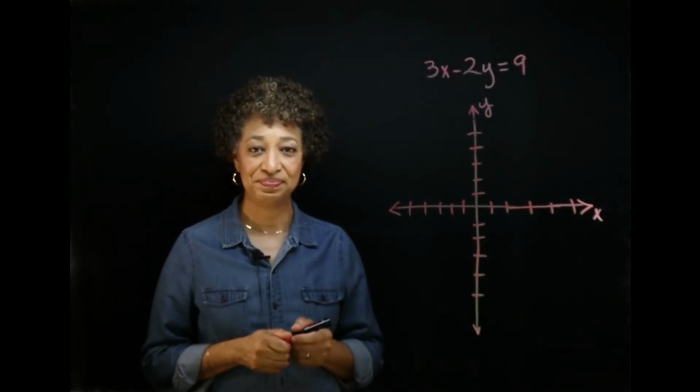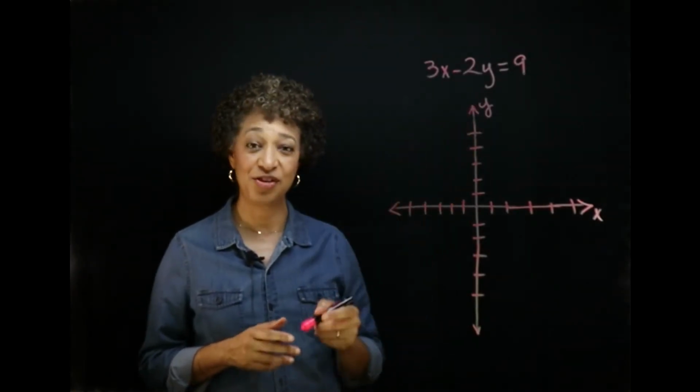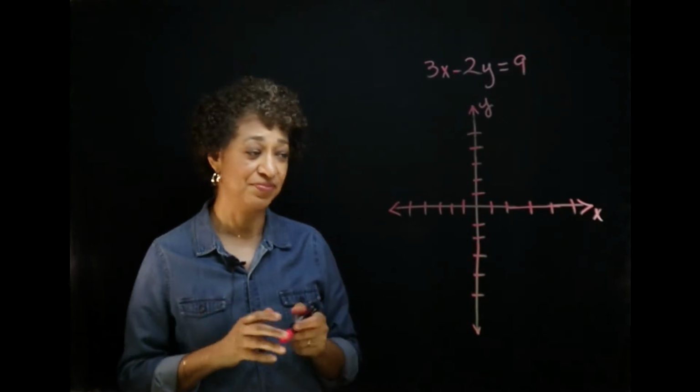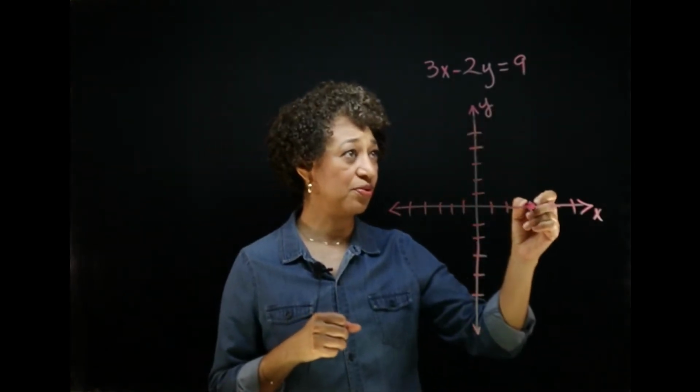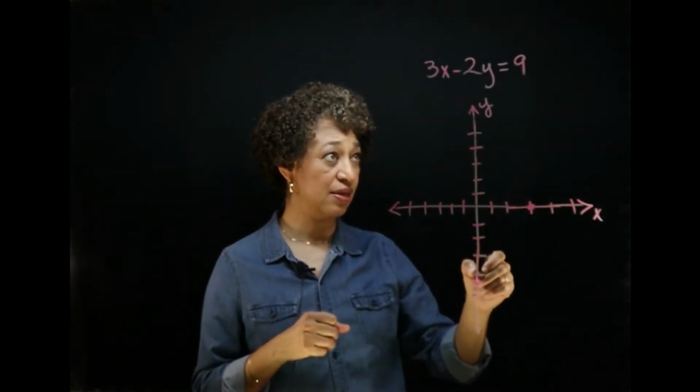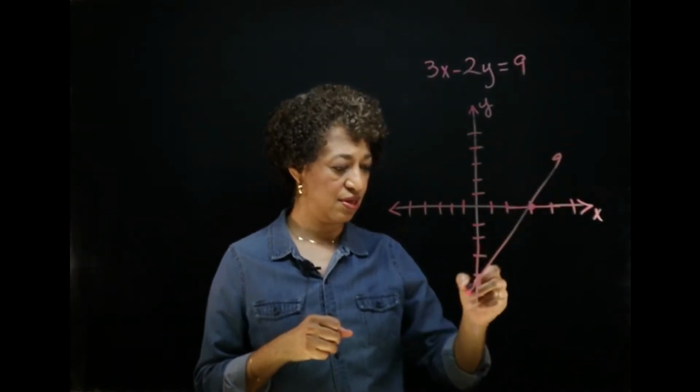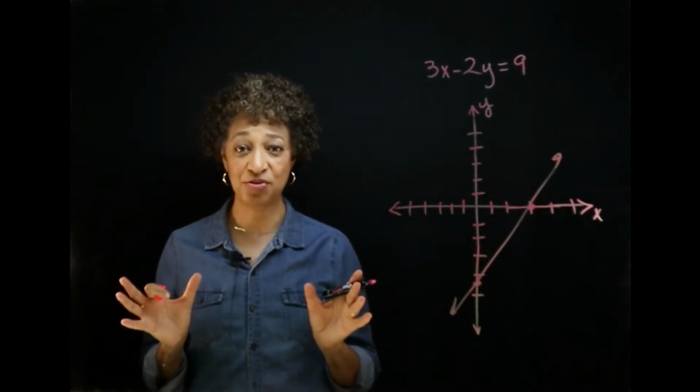Hi everybody. I want to graph this line in 3 seconds. Can I do it? Here goes. 9 divided by 3, 9 divided by -2, and there we have it. Was that about 3 seconds?